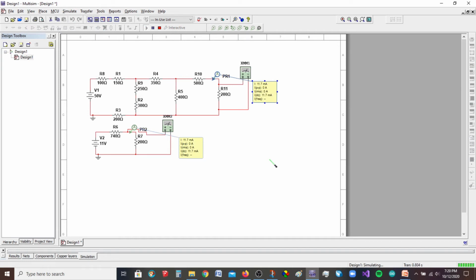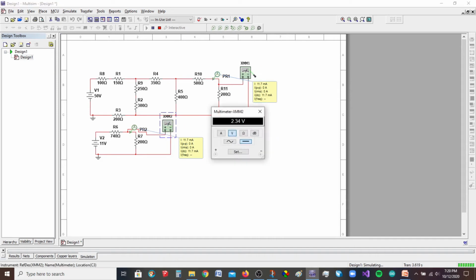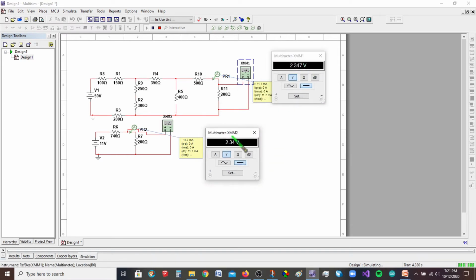So we expected 11.7 milliamps of current, and we expected 2.34 volts across the load, and it looks like that's exactly what we got. Let's go ahead and show the voltage. 2.34, as we expected. All right, very good. One more example.